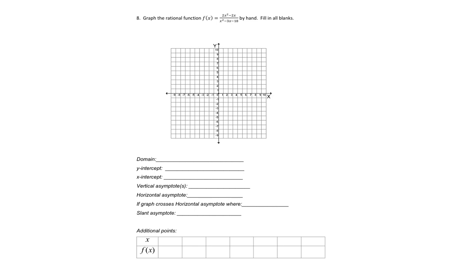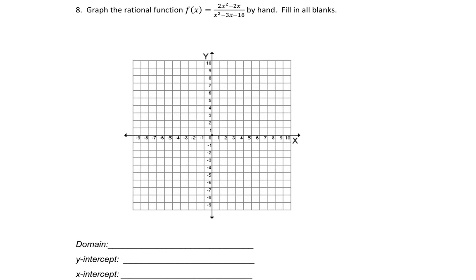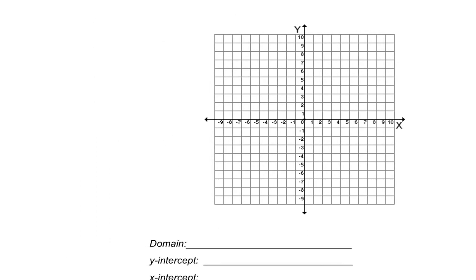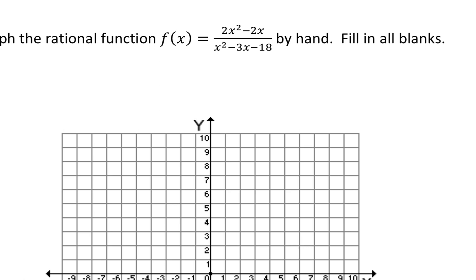All right, so for number 8, graph the rational function by hand. Fill in all of the blanks. Our domain, we have to start and factor. For the domain we have to say where this function cannot be, and that happens in the denominator. So we have to set our denominator equal to 0 to see where x can't be. That's just going to be x minus 6 and x plus 3.